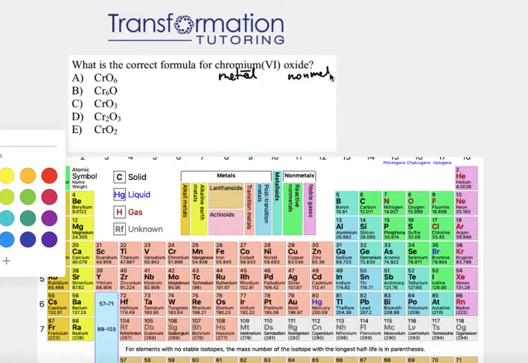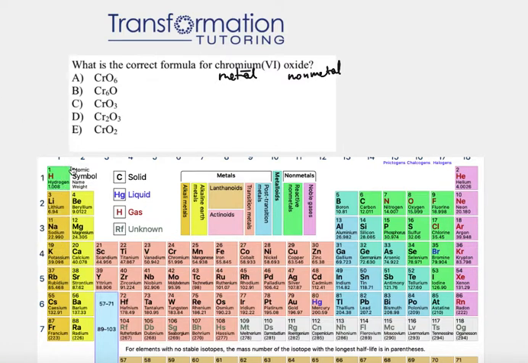How do I know that this is a metal non-metal? By looking at the periodic table. Now let's find chromium. Chromium is right here. And basically this is the staircase that divides the metals from the non-metals. Metals on the left and non-metals on the right. And so my chromium is a metal, my oxygen, I covered it here, is a non-metal. So we're dealing with an ionic compound.